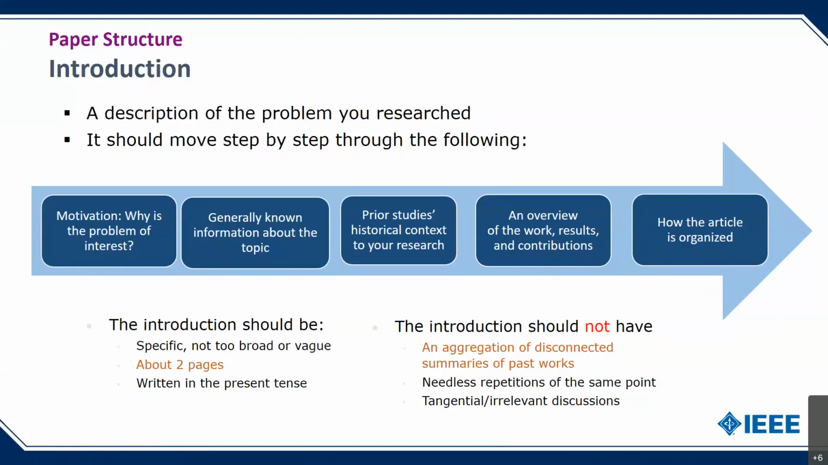A good rule of thumb for a journal article, which is about 10 pages, is to aim for about 2 pages for the introduction rather than making it much longer. That gives the appropriate balance to your work. Okay. These days, the common convention is that this should be written in the present tense.